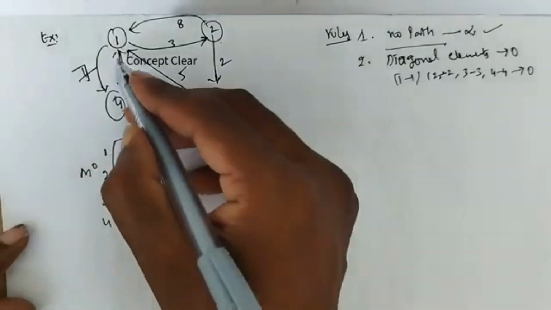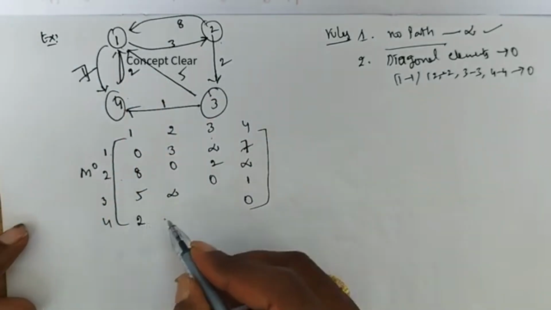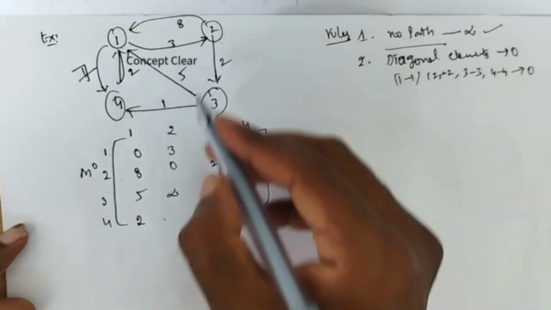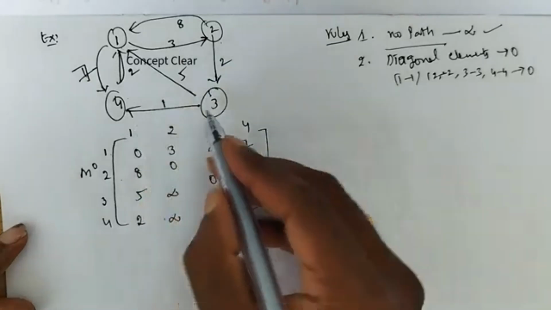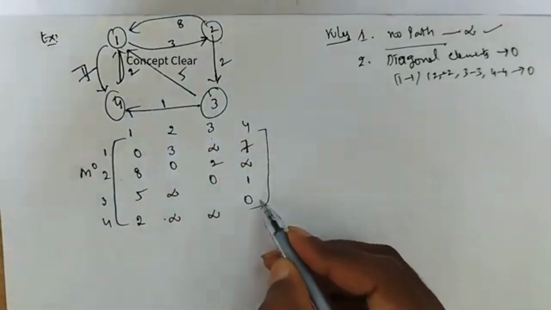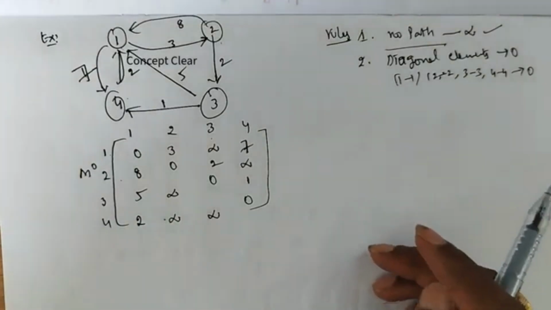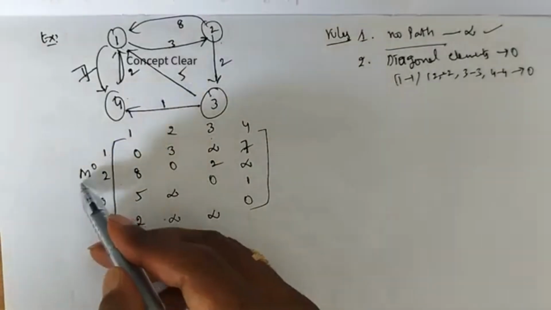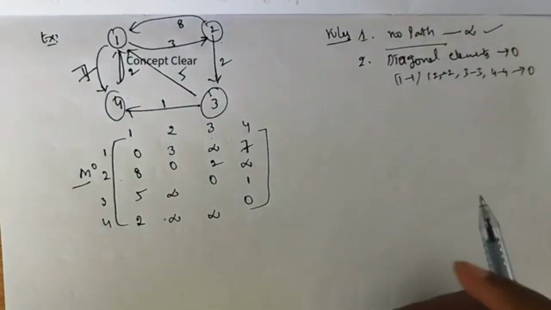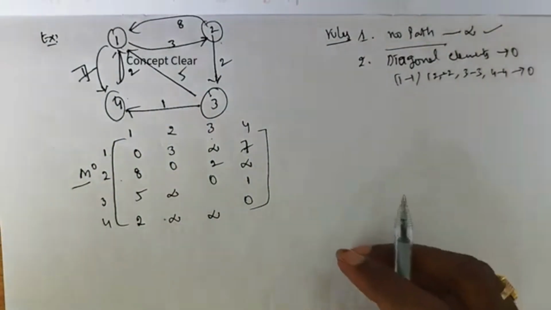And what about the last one? 4 to 1, the value is 2. Next one, 4 to 2, there is no route, so it is infinity. 4 to 3, there is no route, it is also infinity. And 4 to 4 is 0. Okay, now we start building further matrices. This is M0, and we have to start building further matrices.